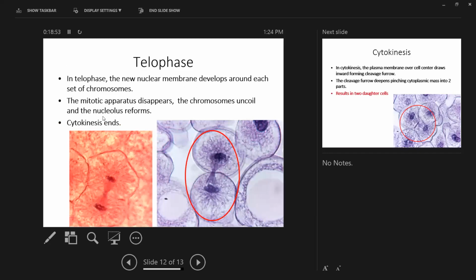The last stage is telophase. We start forming a new nuclear membrane. The spindle fibers are going to disappear. The chromosomes uncondense and become chromatin again. The nuclear membrane is fully formed again. The nucleolus, a structure within the nucleus, reforms. And we have the end of cytokinesis.